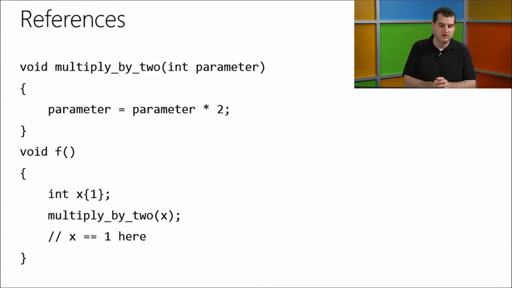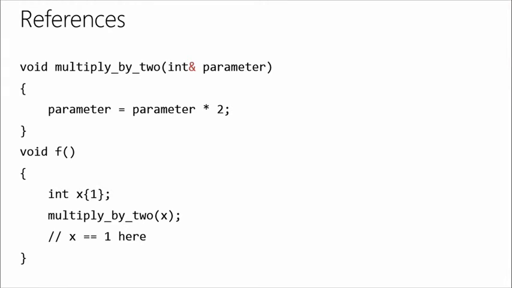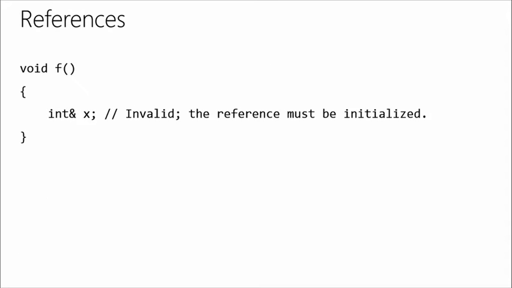What we can do to make this work, if we didn't want to have multiply by 2 return the result, is change that parameter to be a reference. Now, because it's a reference to x, the slide is incorrect. The x will actually equal 2 at the end of the function because we'll actually be modifying the x that we passed in. Basically, in that function where we say parameter, it's as if we were replacing the x from function f, even though there's no way for us to actually say x in that function because it's in a different scope.